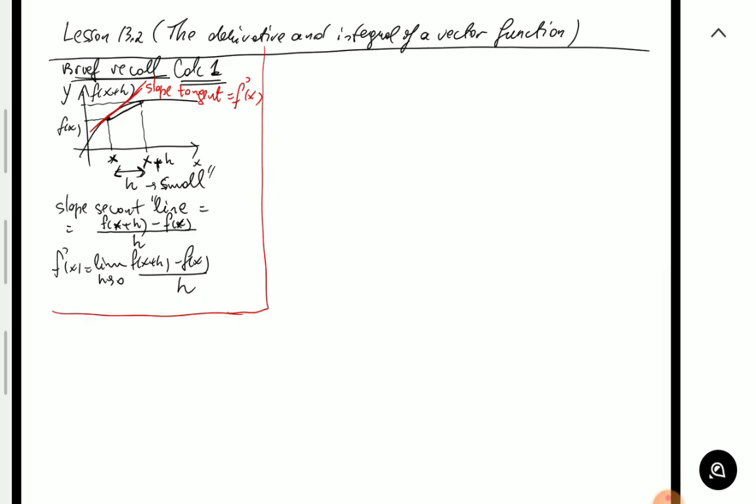So I want to emphasize that we're going to ask precisely the same type of question for a vector function. So let's take a vector function in R3. By the way, the definition for a derivative of a vector function in 2 dimensions is exactly the same, except you have only 2 components instead of 3. So let's suppose the components of these vector functions are a of t, b of t, c of t.